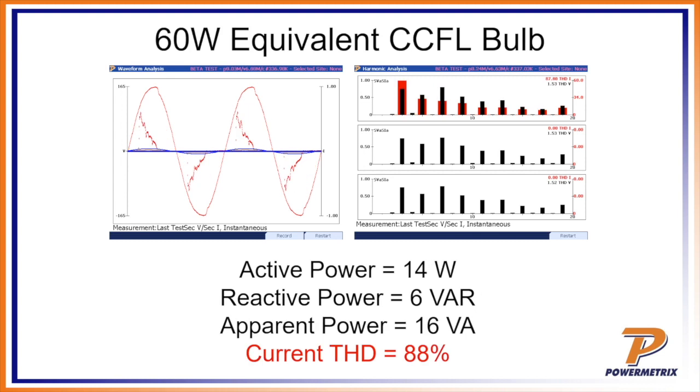If we then switch over to the 60 watt equivalent CFL bulb, once again, that's compact fluorescent. First thing we're going to notice if we look at our watts is that, hey, that came way down. We went from 40 watts down to 14 watts. So basically that's almost a third of the power.